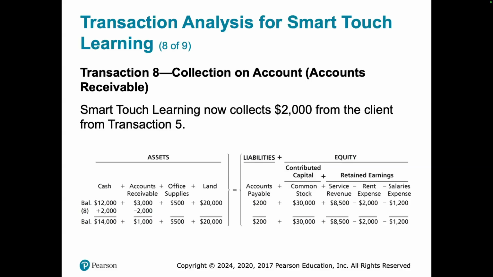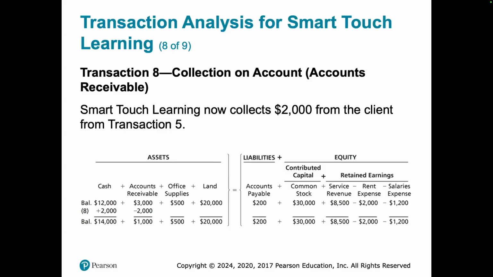So if we go back to transaction 5, we let them go ahead and give us an IOU for $3,000, and on this day they gave us $2,000 of those $3,000. So in this scenario, we're not going to mess with anything on liabilities or equity. Once we've already written down and accounted for that revenue, we don't generate revenue again. We've already generated revenue. What we're doing is we're changing up what our assets consist of. So our cash is going up by $2,000, but our accounts receivable is now going down by $2,000. So now we have less accounts receivable and more cash.